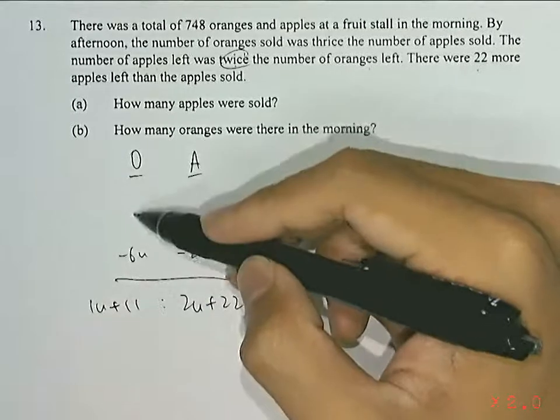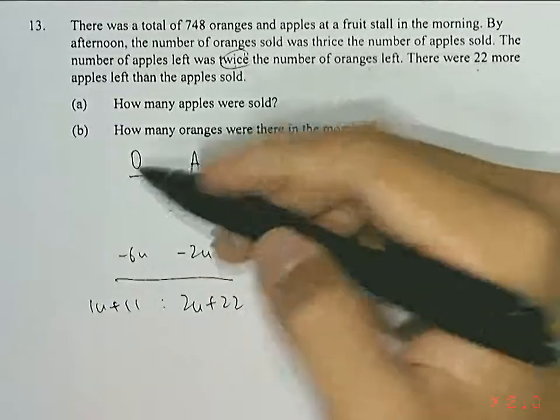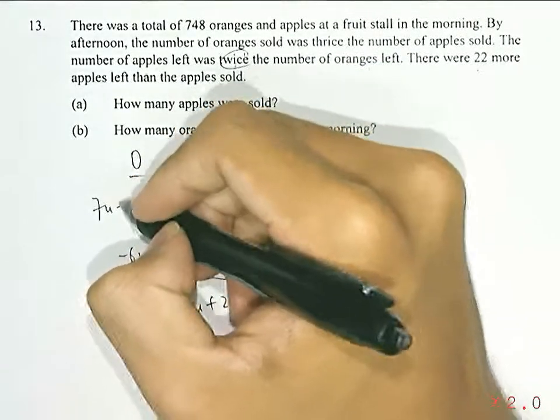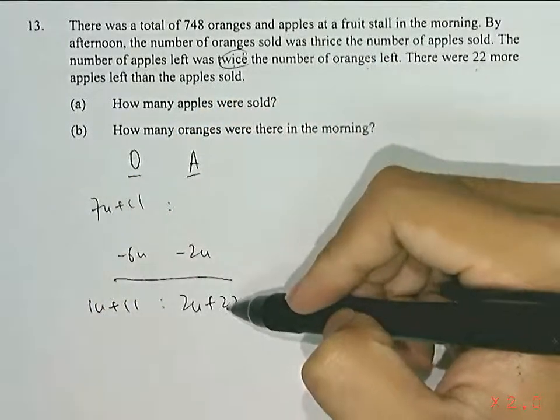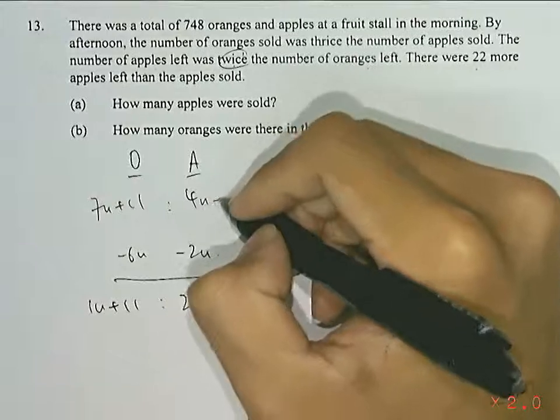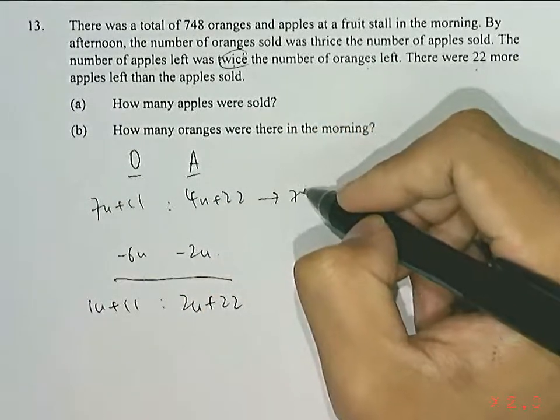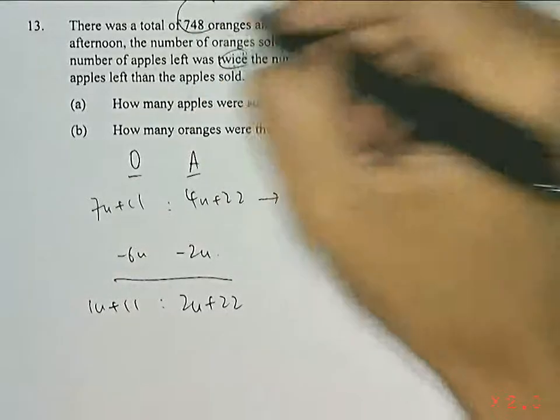Now if we work backwards, the original number of oranges will be adding on the 6 units, so that's 7 units plus 11. As for the apples, we add on the 2 units, so that's 4 units plus 22. So they have a total of 748 at first.